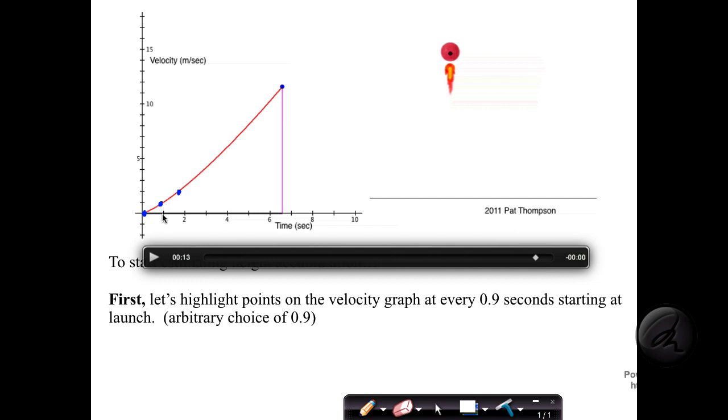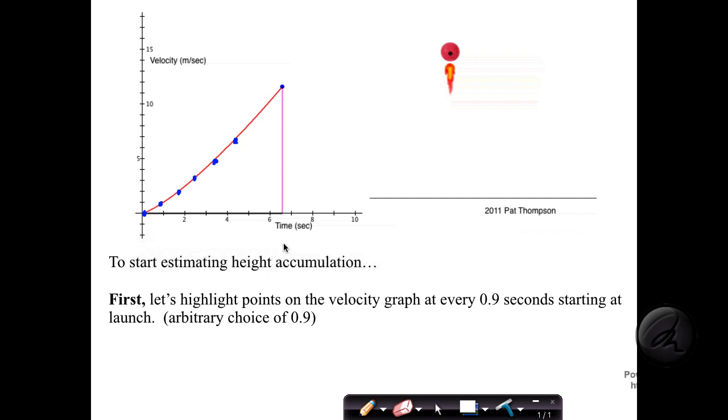So I've got 0 comma v of 0. It is obviously 0. And then 0.9 comma v of 0.9, 1.8 comma v of 1.8, and so forth. So let's see, 2.7, 3.6, 4.5, and so forth. So if these were every 0.9 units along the x-axis, then what we're doing with this is we're just regulating how we're going to do this.